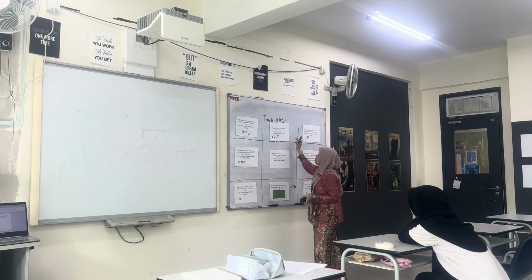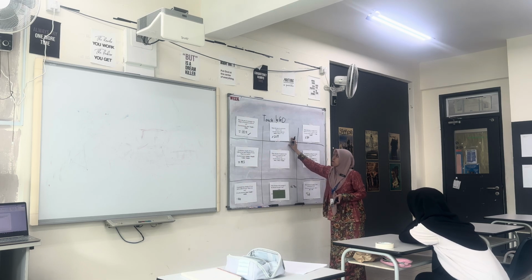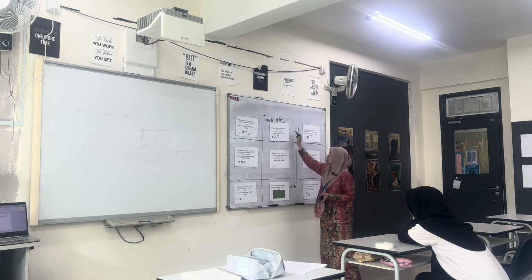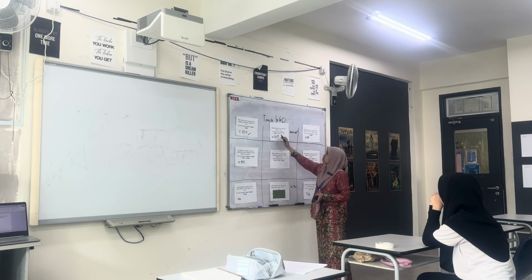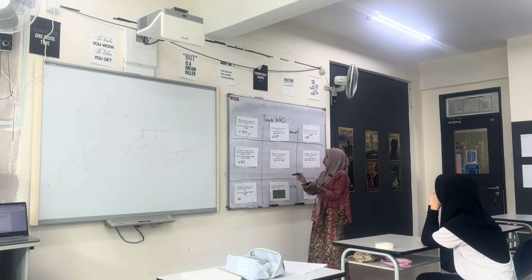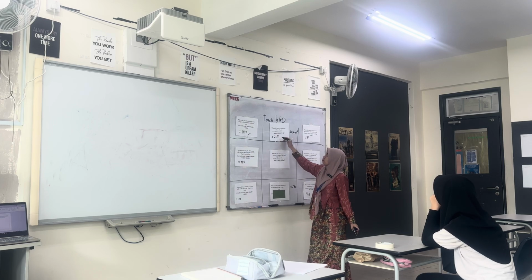Alright, so this one. What is the area of a circle with a radius of 5 cm? The area of a circle is pi r squared, because this r is our radius. Okay, so pi times 5 to the power of 2, so 25 pi.